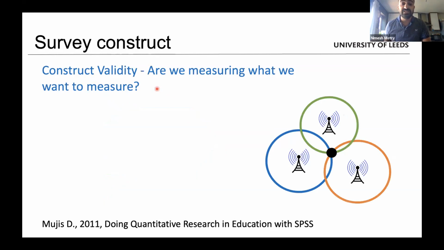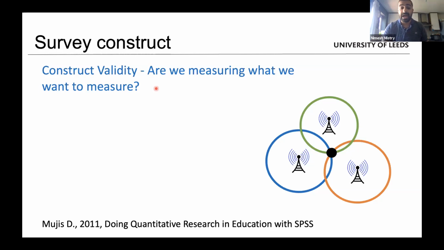So in terms of the reasons why we would want to have multiple items that are correlated together, we could use a technique like factor analysis to see that they're correlated together. Essentially what we're trying to do here is measure a concept through our survey called construct validity, which in a nutshell is all about making sure that we're measuring what we want to measure.